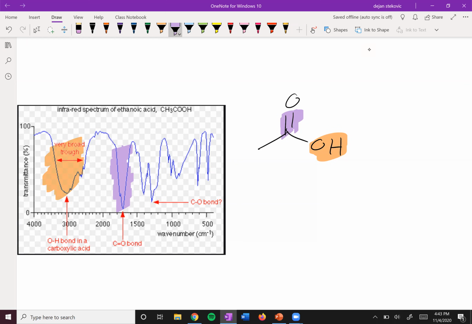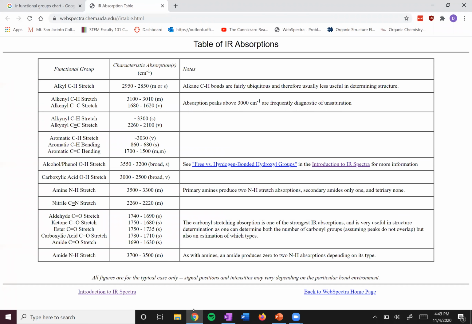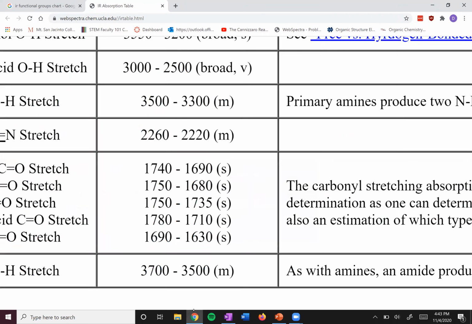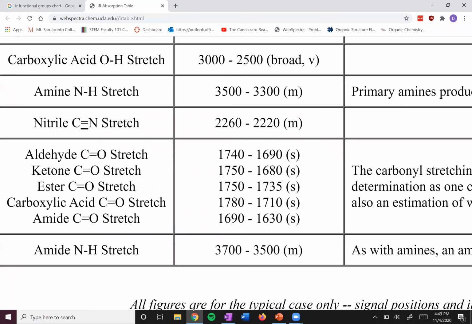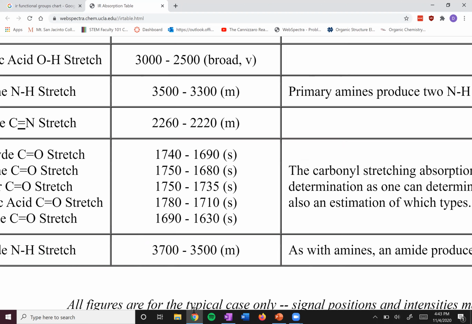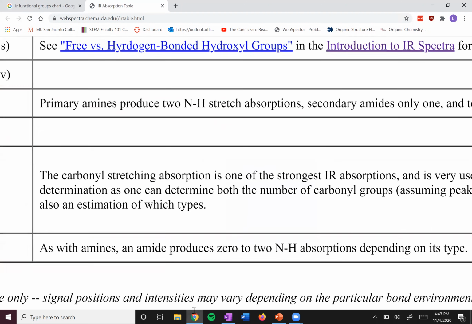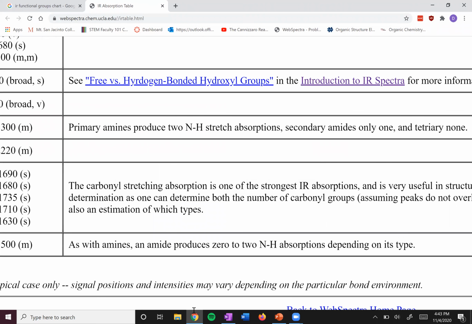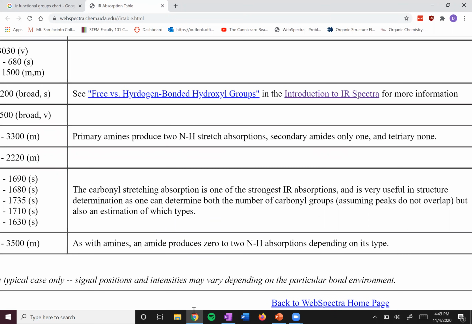You can actually pull a lot more information from this carbonyl peak. If we go over to this UCLA chart, you can tell that not only can you tell it's a carbonyl, but you can actually determine which type of carbonyl it is, right? Aldehyde, ketone, ester, carboxylic acid, or amide. And you can tell the different regions there, right? And then the note there is one of the strongest groups, and then you can determine which carbonyl it is.